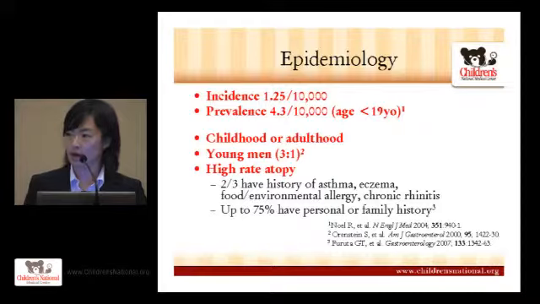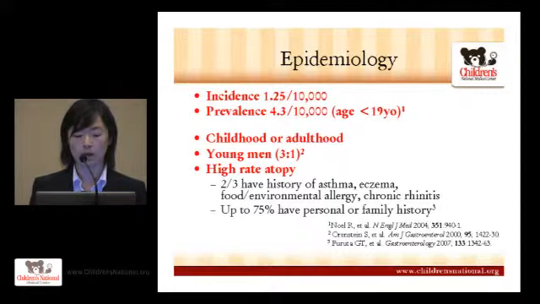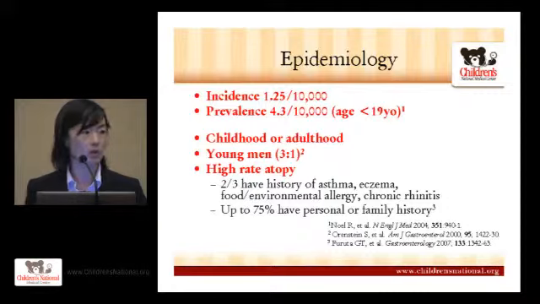So EE is on the rise. The incidence is estimated at about a little over 1 in 10,000, with a prevalence of about 4 in 10,000 in children under age 19. It affects children and adults. Typically young men in a 3-to-1 ratio over women. And these patients typically have a high rate of atopy.